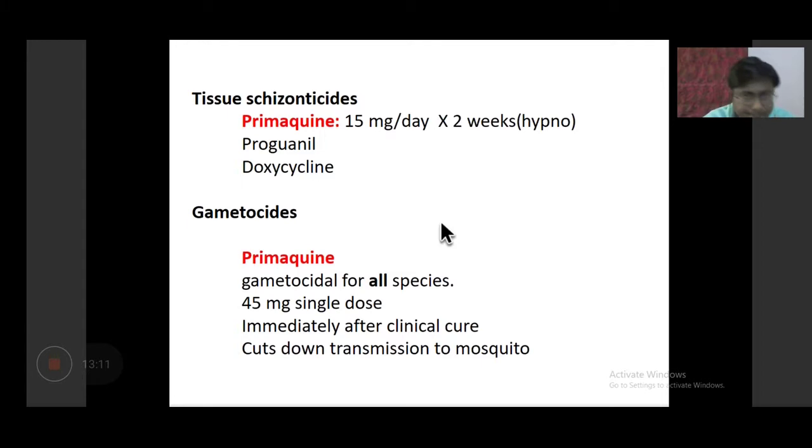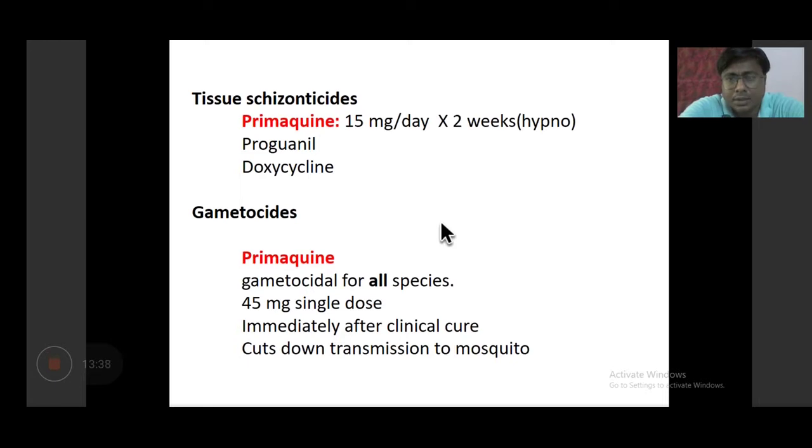So you can see here, 15 milligram per day for 14 days is for tissue schizonticidal action, and primaquine 45 milligram, a high single dose, is for gametocidal action. So there is a dose dependent action of primaquine as tissue schizonticide and gametocide. In the regimen of Plasmodium vivax treatment, you will find primaquine as 15 milligram per day for 14 days because there we want to prevent relapse.